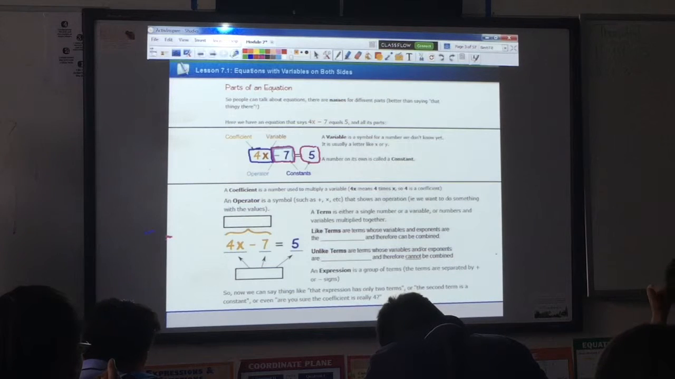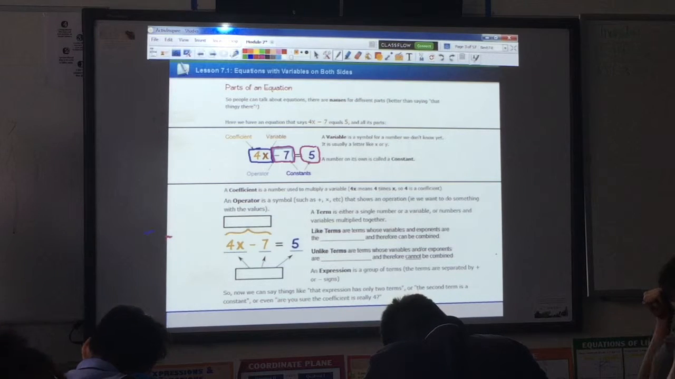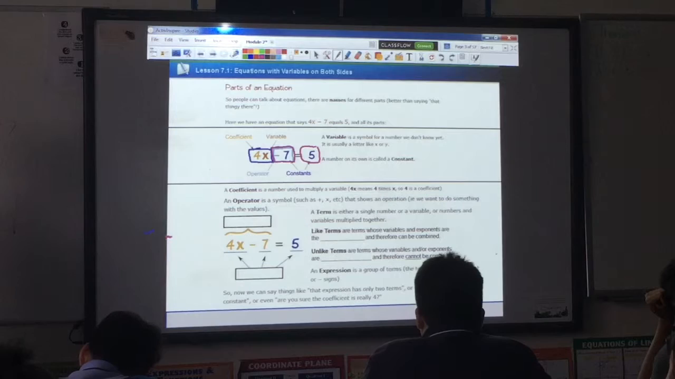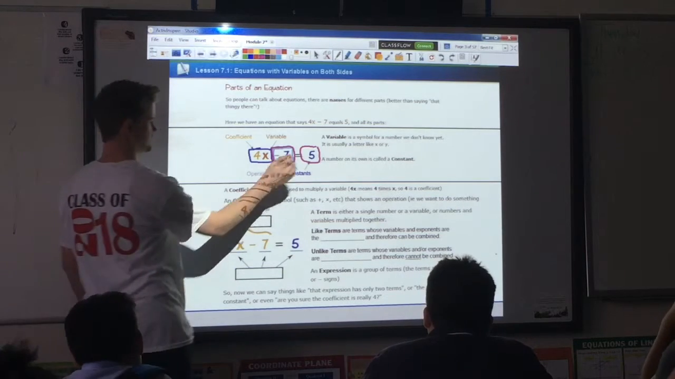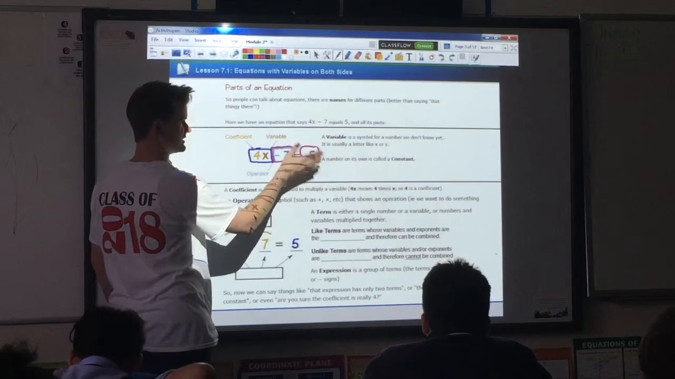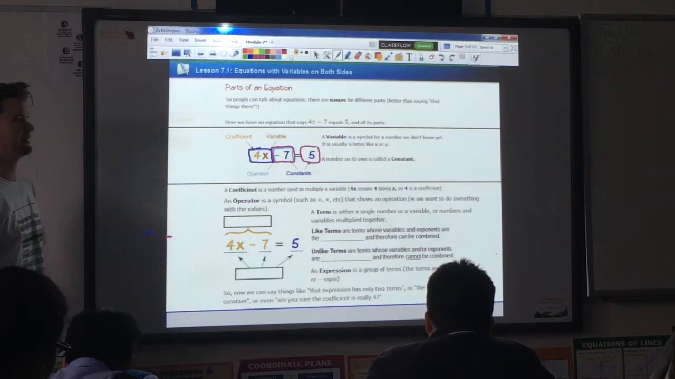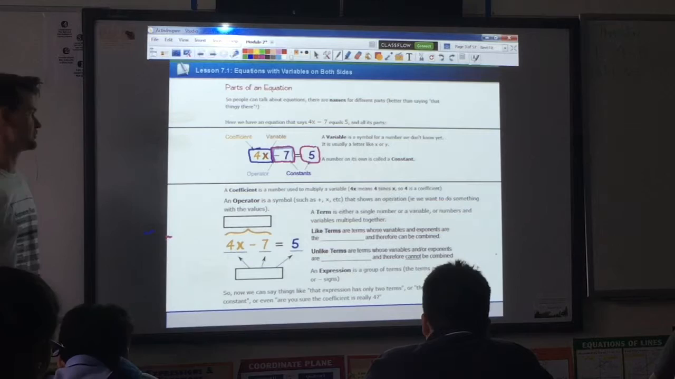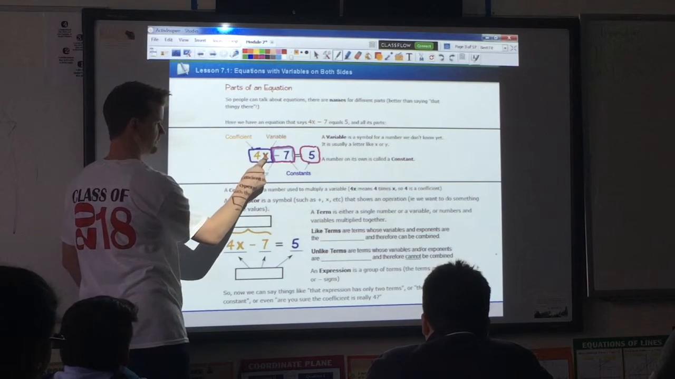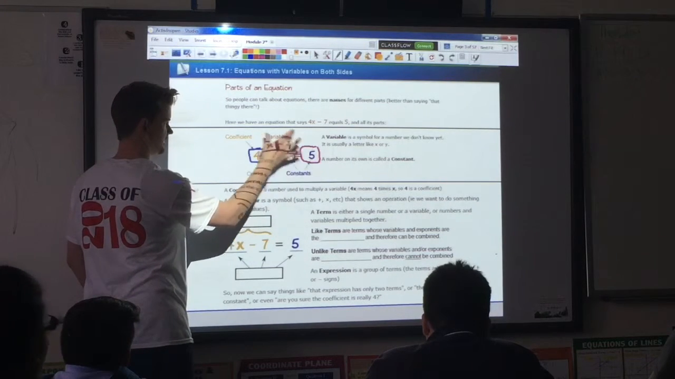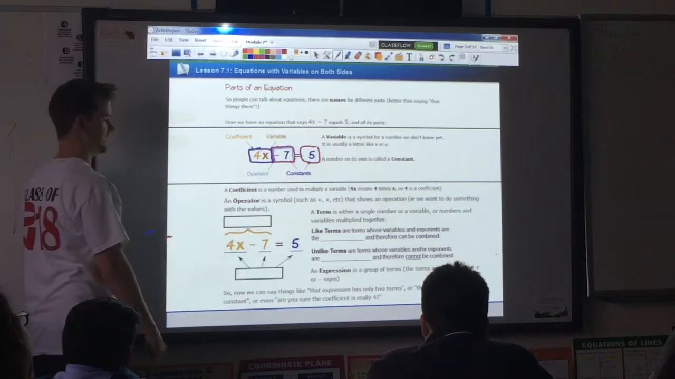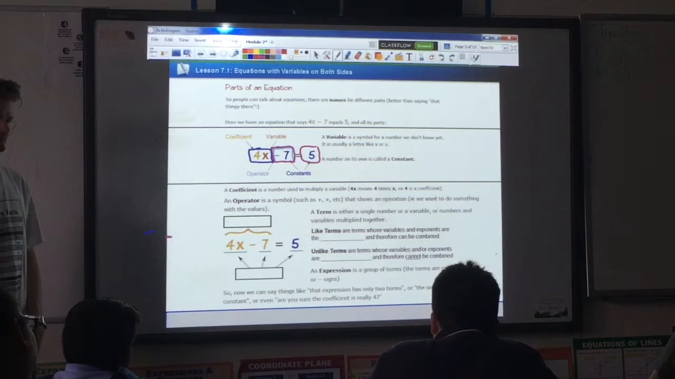Constants are numbers that are not connected to variables. They're not connected with multiplication, they're not connected with division, they're their own specific numbers. They're numbers you've dealt with before: integers, positive, negative numbers, they could be decimals, they could be rational numbers, whatever. They are just not connected to variables. So, coefficient, variable, constant. And all together, that is an equation.